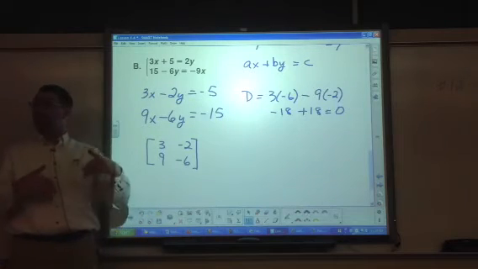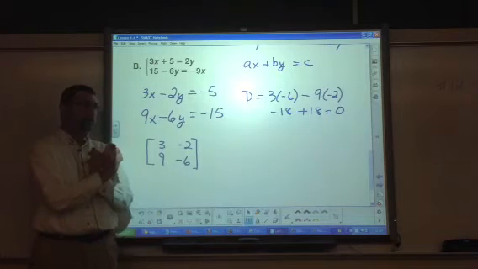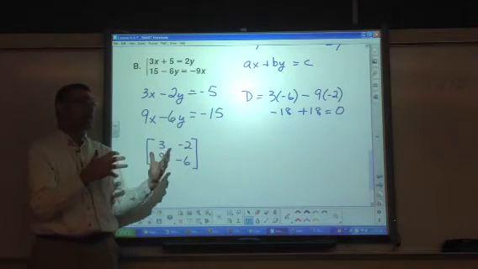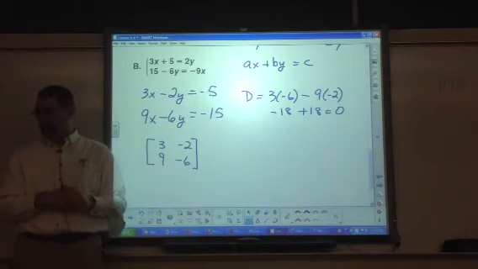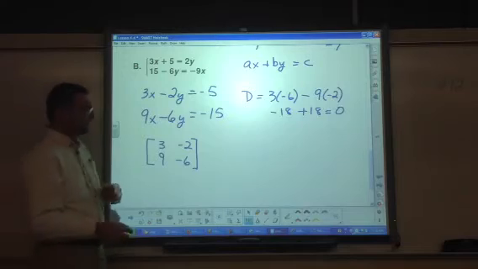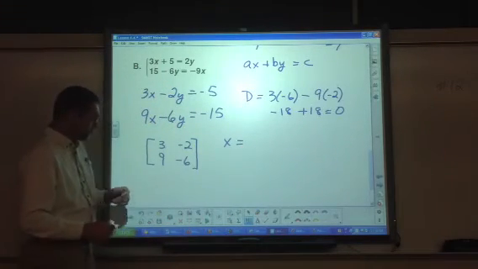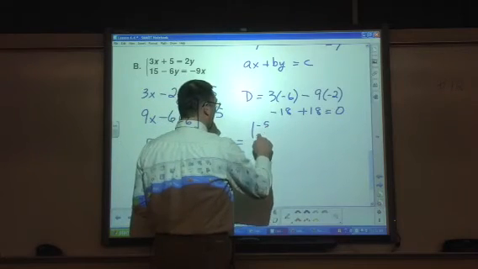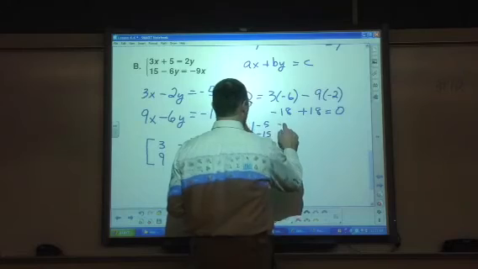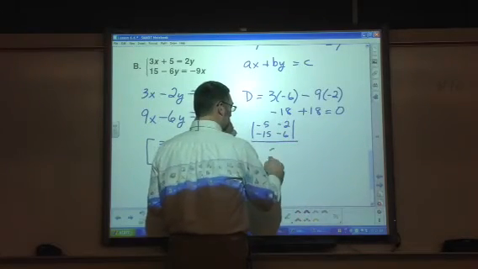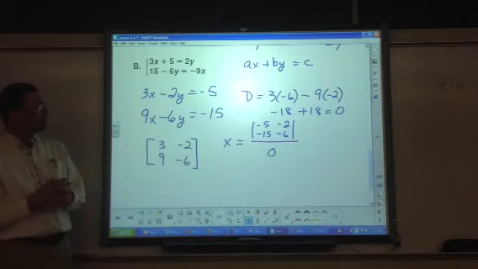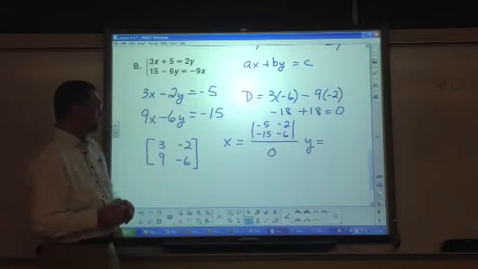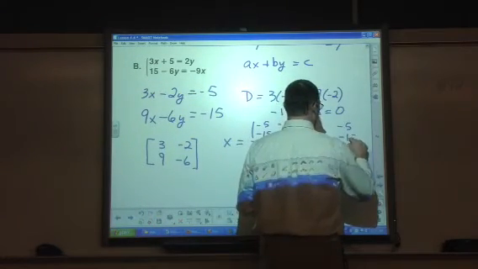So my determinant is 0, so that tells me right away that either they're consistent and dependent, so I have infinitely many solutions, or they're inconsistent and I have no solution. So I need to check my other determinants to find out which one it is for sure. So for x, we replace the x coefficients with the constants. So this will be negative 5, negative 15, keep the y's, negative 2 and negative 6, over 0. For y, we replace the y's with negative 5 and negative 15, the constants, and we keep our x's, 3 and 9.